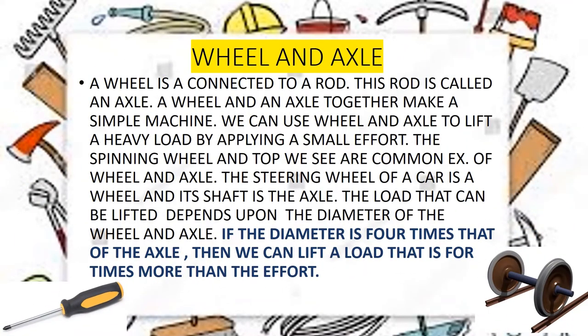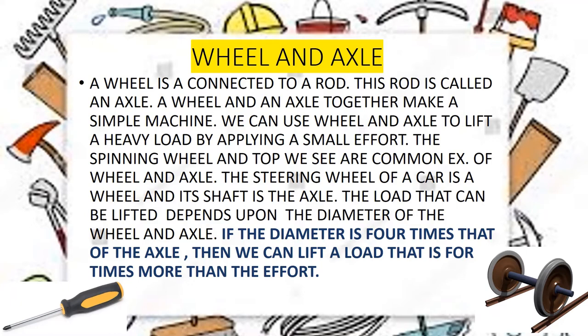Wheel and axle. A wheel is connected to a rod. This rod is called an axle. A wheel and an axle together make a simple machine. We can use a wheel and axle to lift a heavy load by applying a small effort. The spinning wheel and top we see are common examples of wheel and axle. The steering wheel of a car is a wheel and its shaft is the axle.